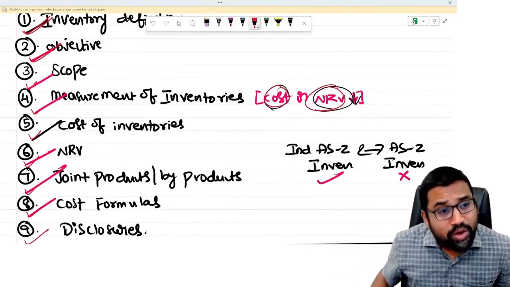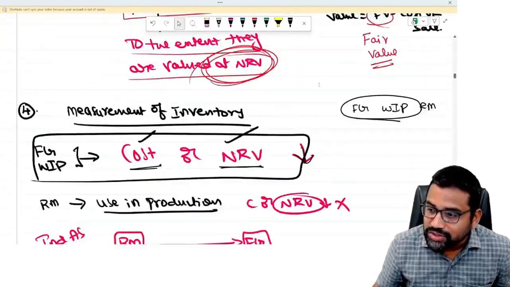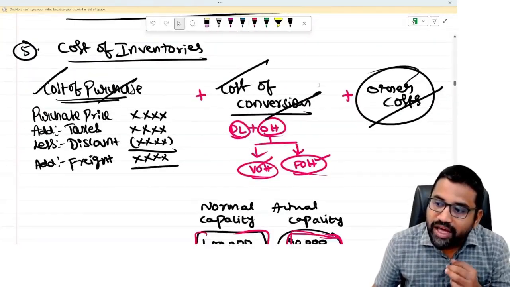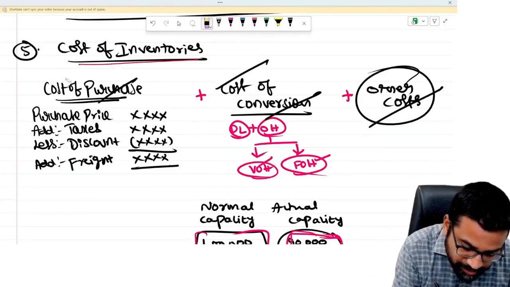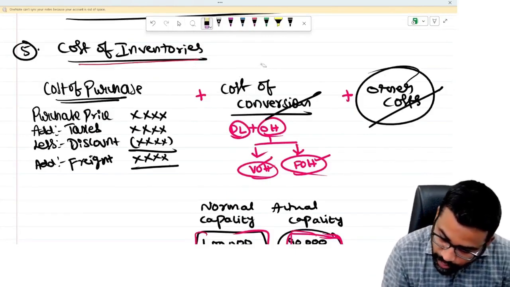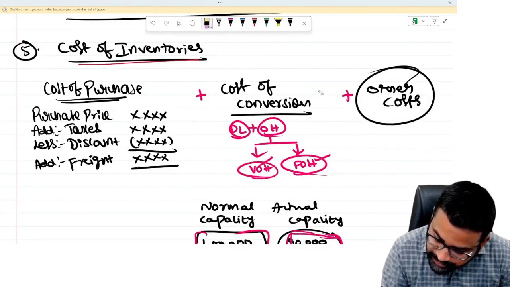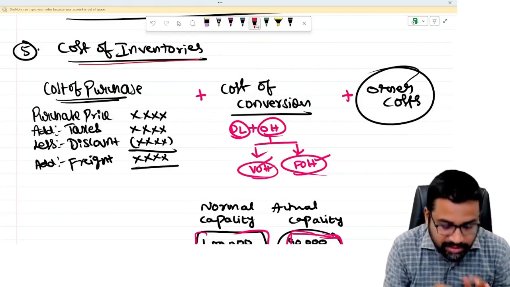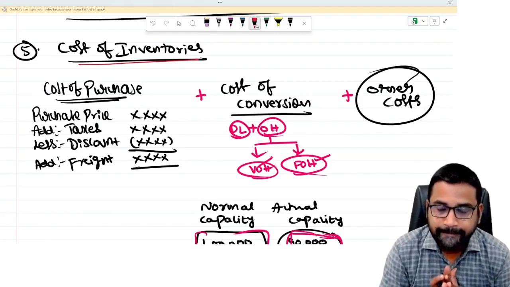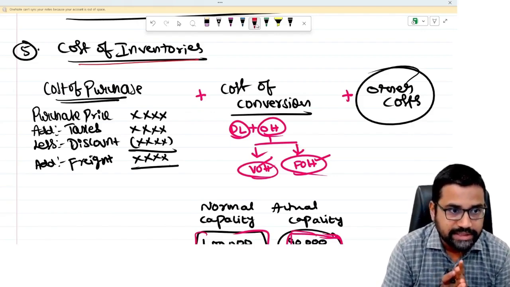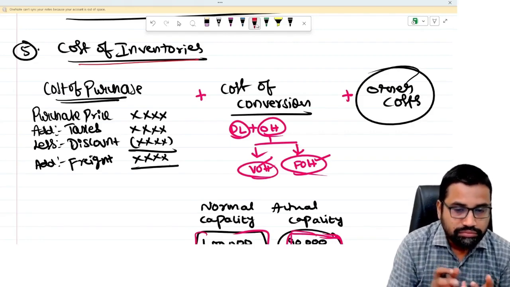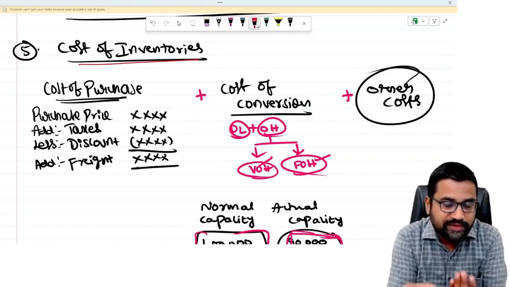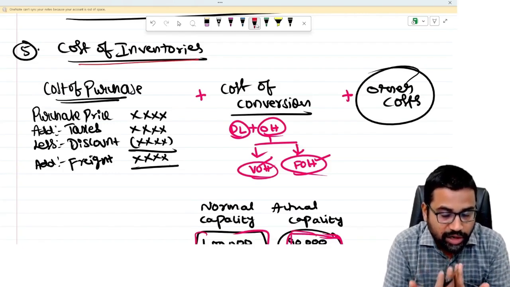Now how to determine the cost? See, cost or NRV, whichever is lower, right? Now come to the cost of inventories. How to determine the cost of inventories? Determination of cost is quite simple. First take the cost of purchase. Because for production you purchase raw material. So the raw material purchased will first of all be brought to the company, brought to the factory.